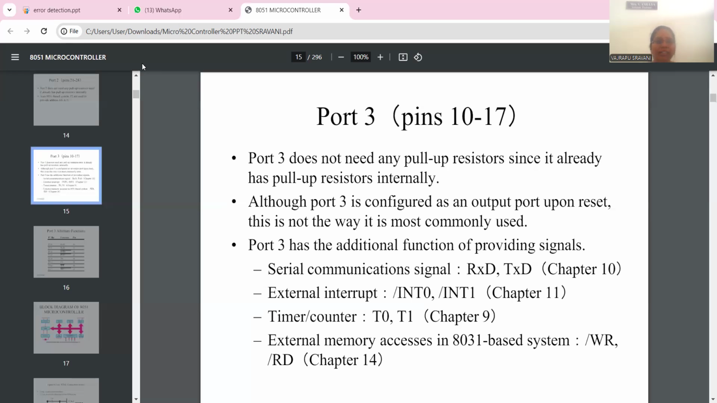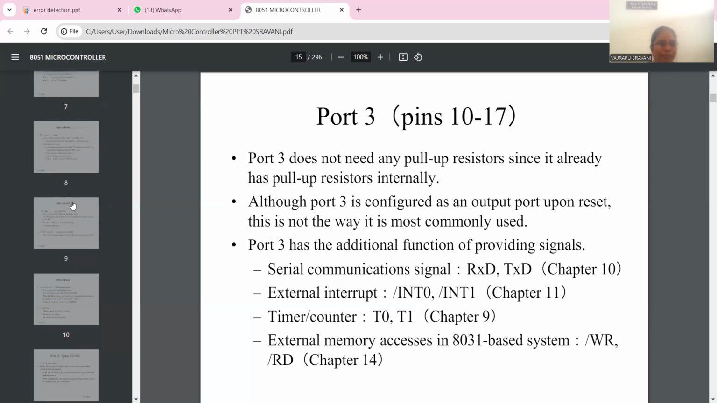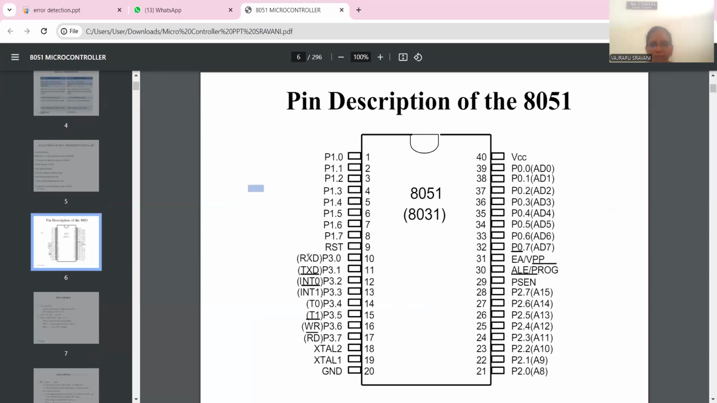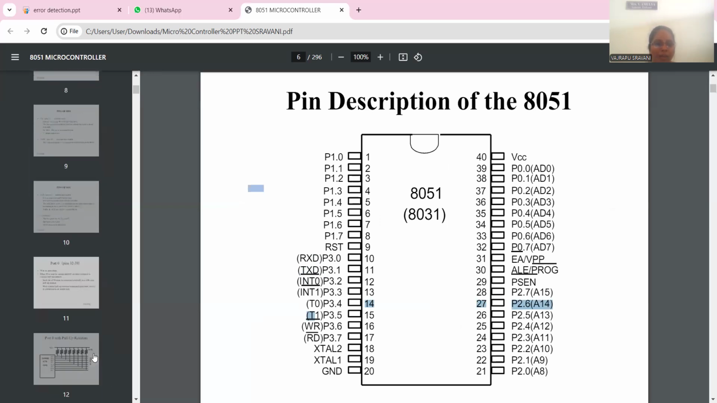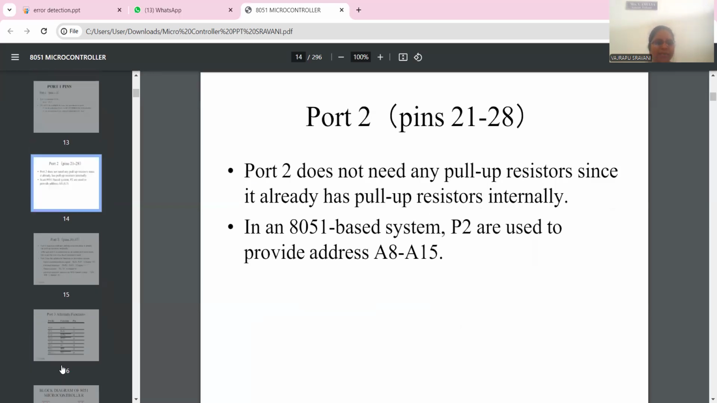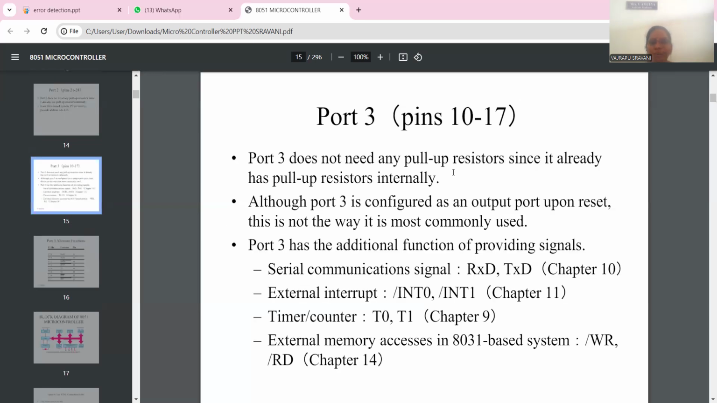Next one is port 3. Port 3 has TXD, RXD, INT0, INT1, timer 0, timer 1, write and read, all available on it. This is the special function port. Here also there is no need for pull-up resistors, as it performs the special functions.